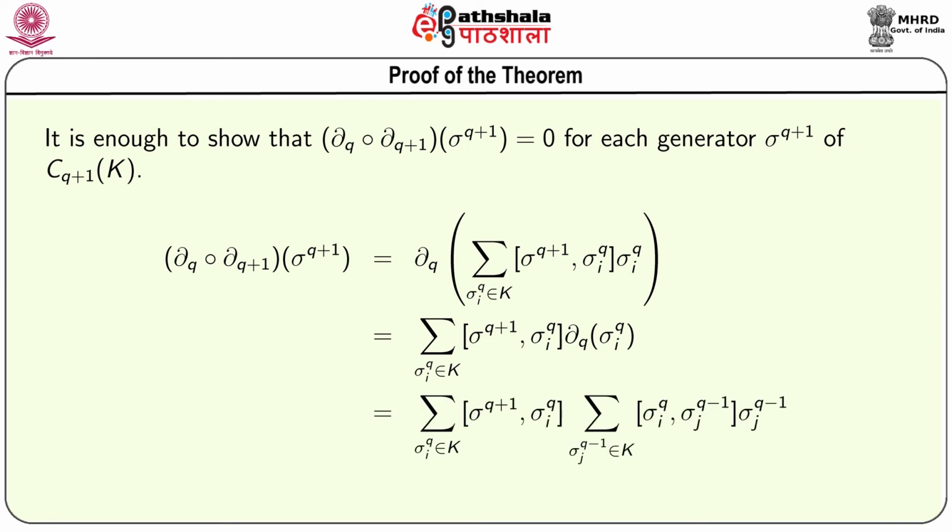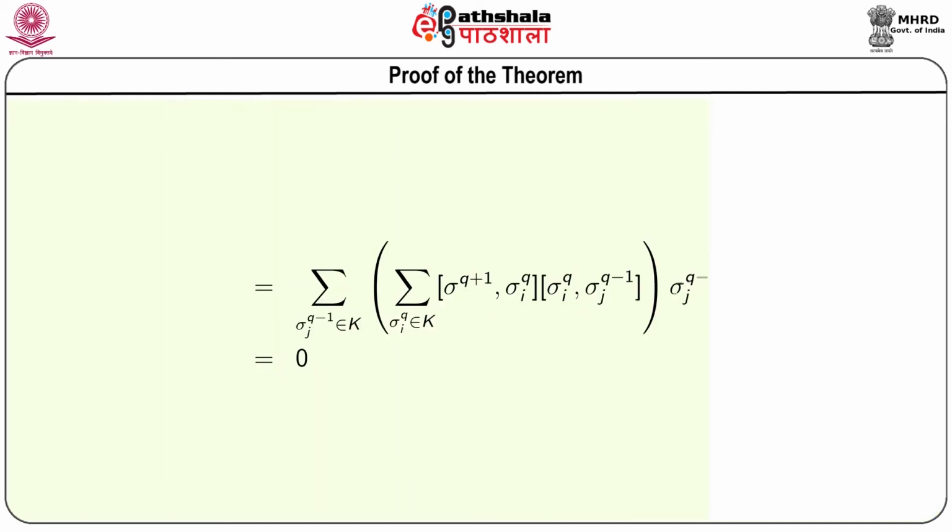That means the summation of the incidence number [σ^{q+1}, σ_i^q] times the summation of [σ_i^q, σ_j^{q-1}] σ_j^{q-1}, that is equal to the summation of [σ^{q+1}, σ_i^q] multiplied by the sum of [σ_i^q, σ_j^{q-1}] σ_j^{q-1}. But whatever is written inside the brackets will have the value 0, as we have already proved in our previous module. So, ultimately the whole thing reduces to 0.